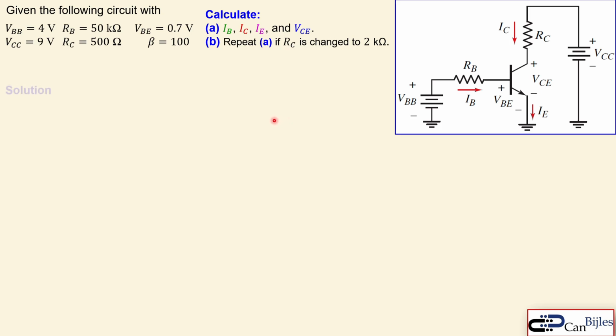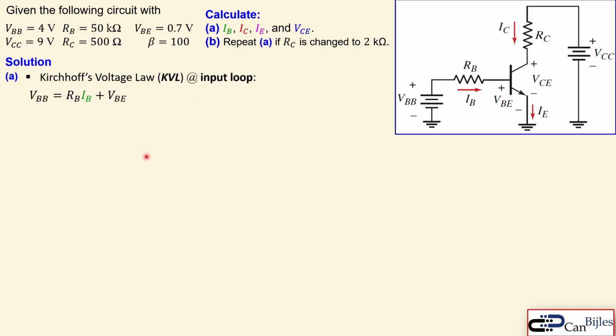So let's look at our solutions for the case of 500 ohms for RC. First, we look at the circuit, and we recognize from our circuit analysis that we can make a loop here at the input. We can also make it at the output, but it's always easy to start where you know most of the values. For this case, I will start with the input loop and apply Kirchhoff's voltage law there. So we can say VBB is equal to the voltage drop across RB plus the voltage VBE. That's shown here.